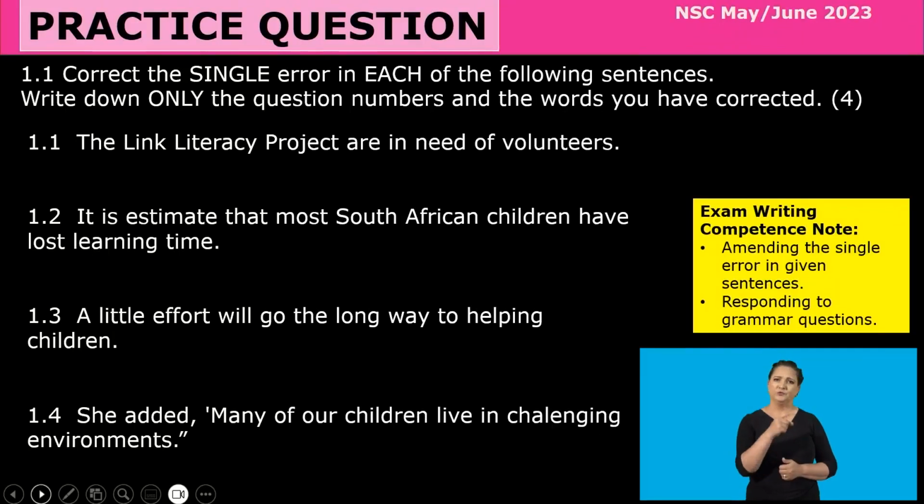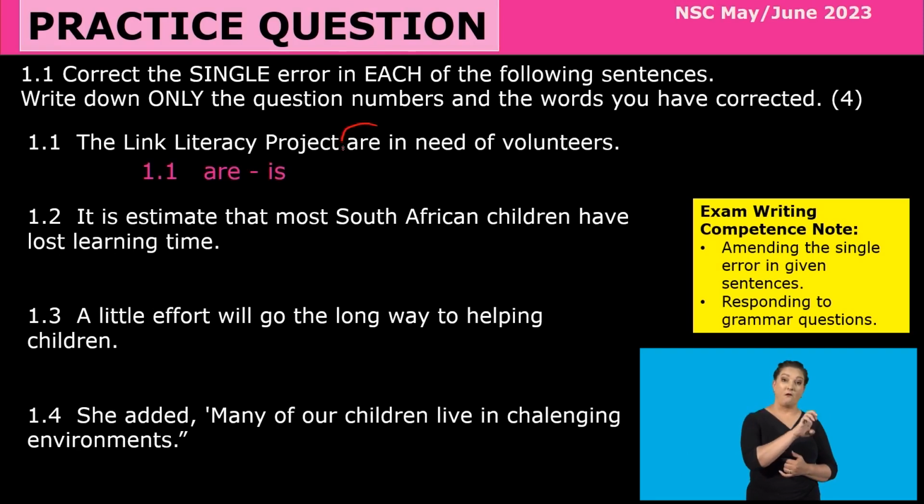So our first question says, the Link Literacy Project are in need of volunteers. Somewhere in this sentence, there is a single error. And in our response, it shows you that the word "are" should have actually been "is". And remember, in this instance, your single error is looking at Concord, all right? So we're looking at Concord Agreement there.